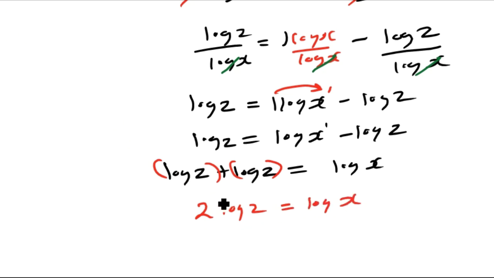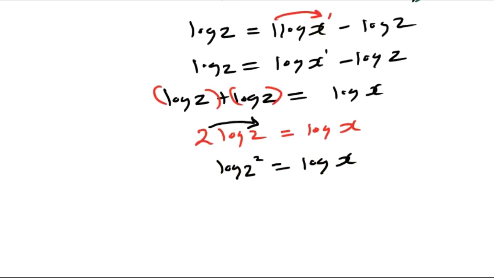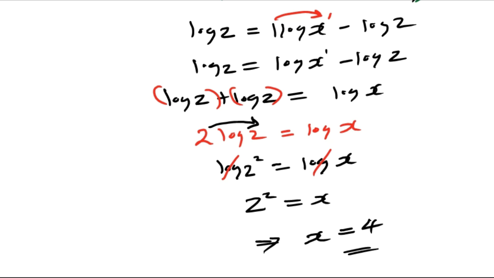Now if you can recall, the coefficient is the power, so that will be log 2 raised to power 2 equals log x. So we can now ignore the log on either side of the equation, and you remain with 2 squared equals x. So that implies that x is equal to 4. Ladies and gentlemen, that is the simplest means to solve that logarithmic equation.